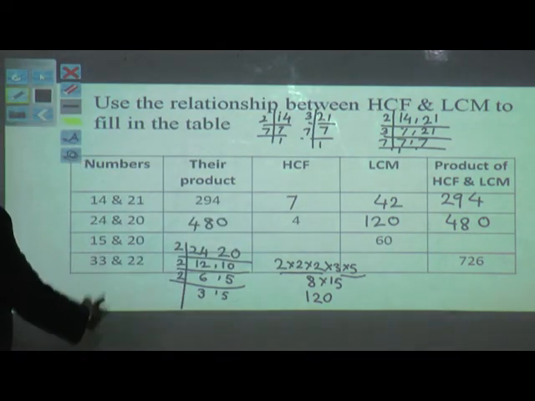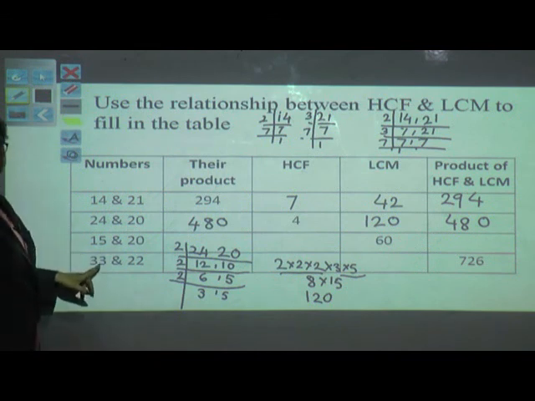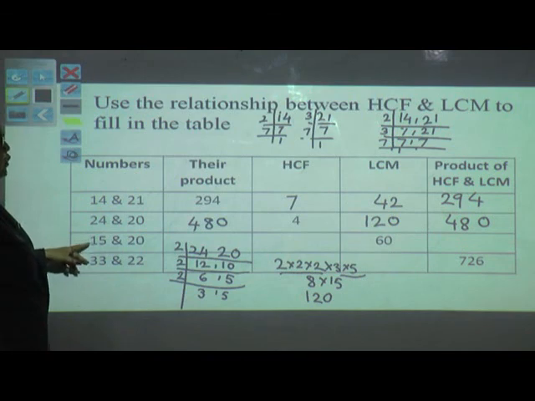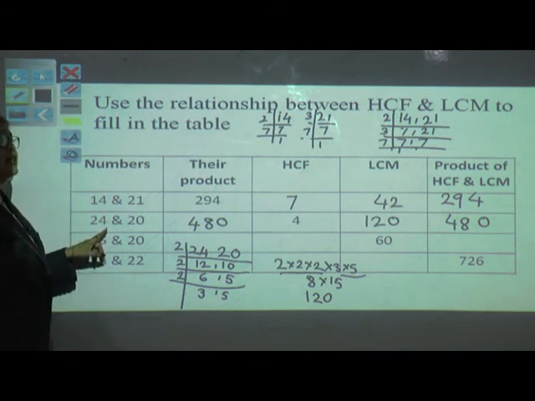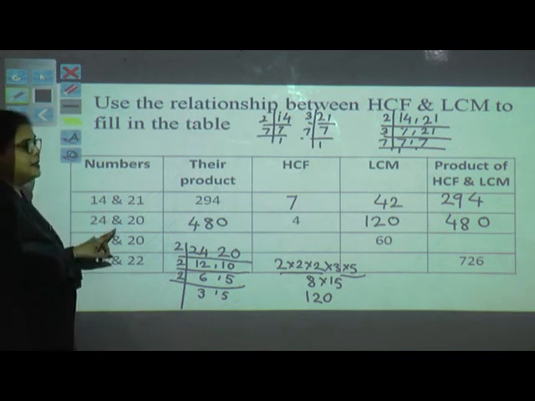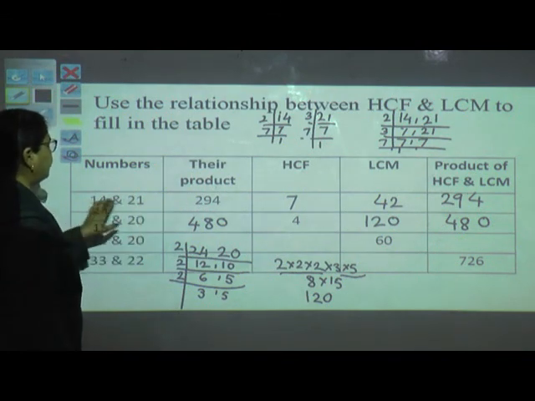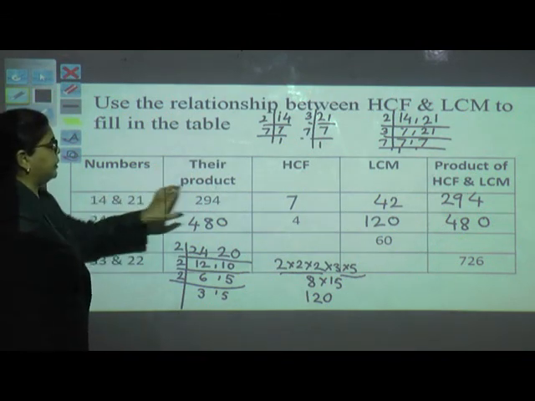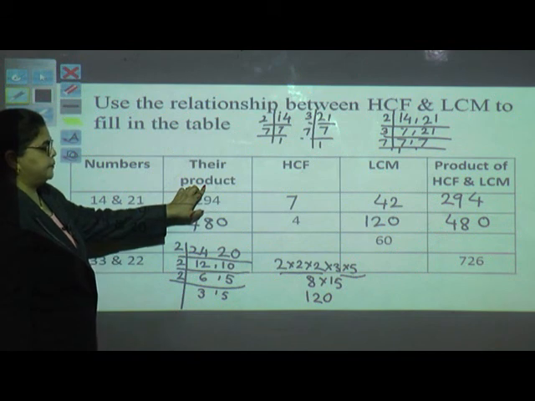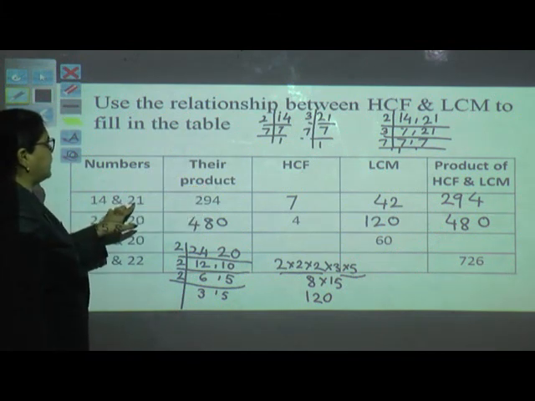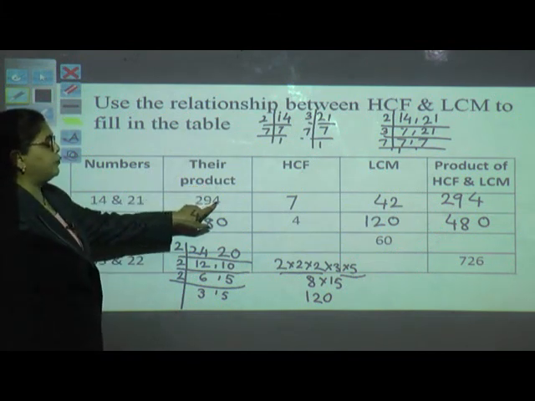So I think everyone has understood. Here 2 more examples are given to you, so you have to find them out. Again I will recall how to do it, because we have this type of example as a story sum. So first, step by step, do the multiplication, that is nothing but the product. So 14 multiplied by 21 is 294.